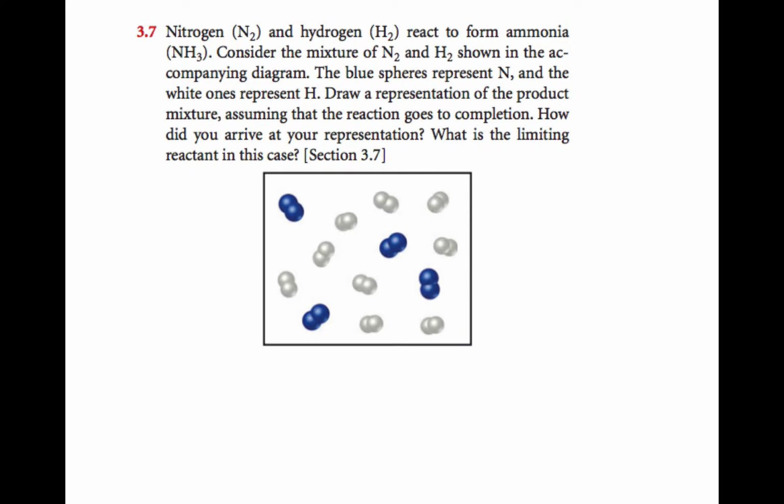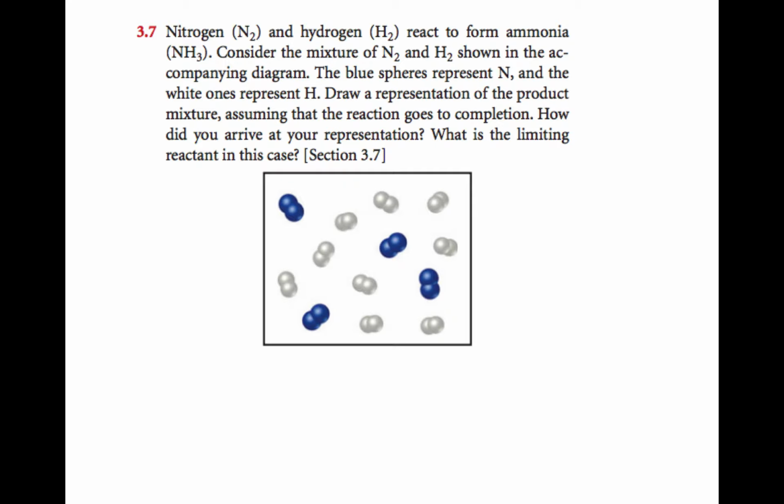7. Nitrogen, N2, and hydrogen, H2, form ammonia, NH3. Consider a mixture of nitrogen and hydrogen in the accompanying diagram. All right, so blue spheres are for the nitrogen, the white ones are for the hydrogen. Draw a representation of the product mixture, assuming that the reaction goes to completion. How did you arrive at your representation? What is the limiting reactant in this case?